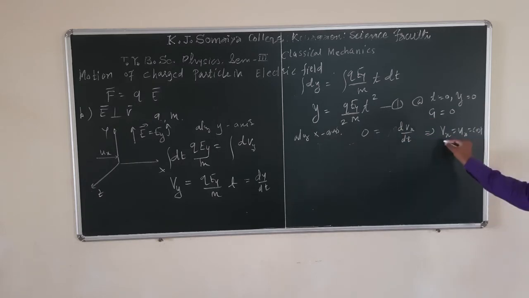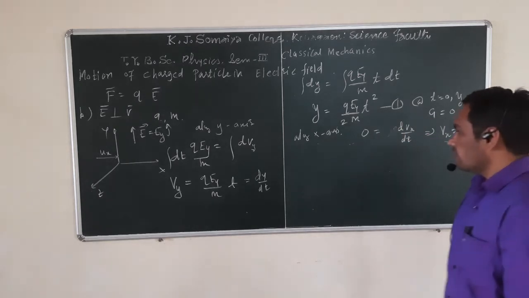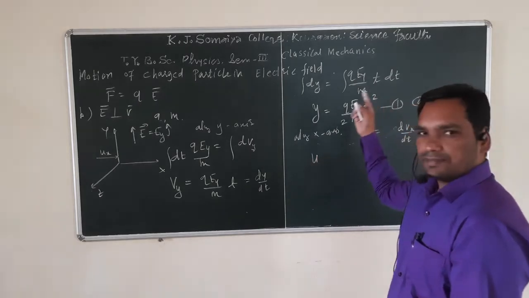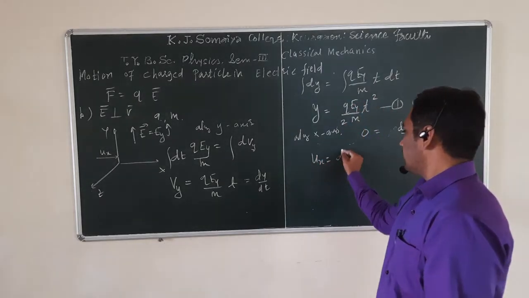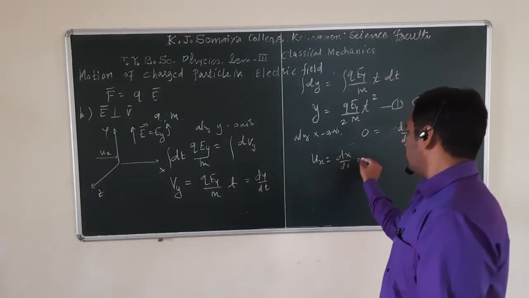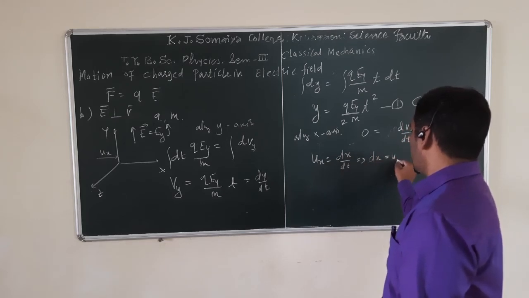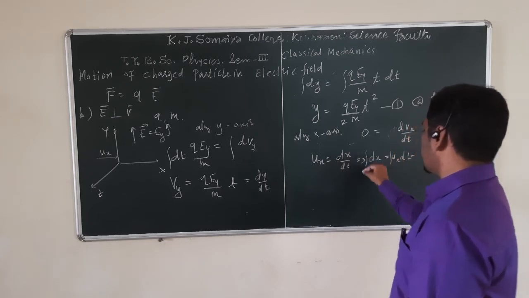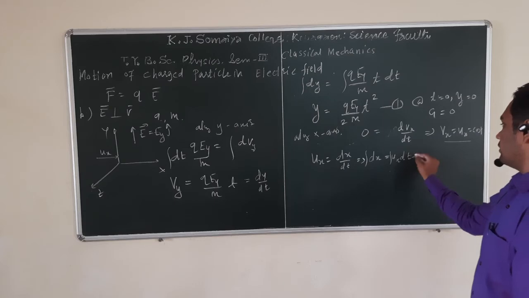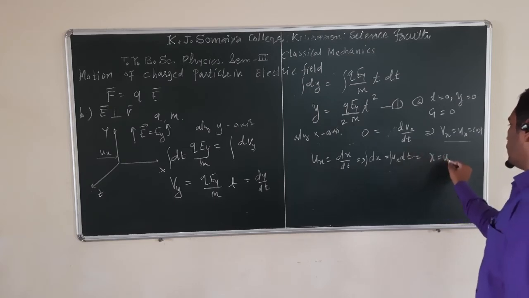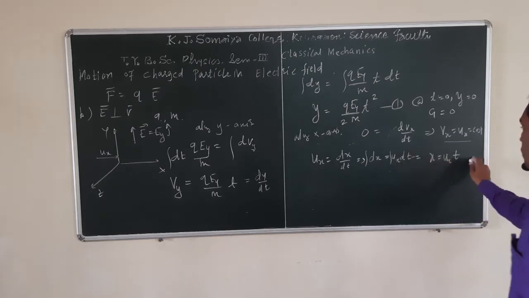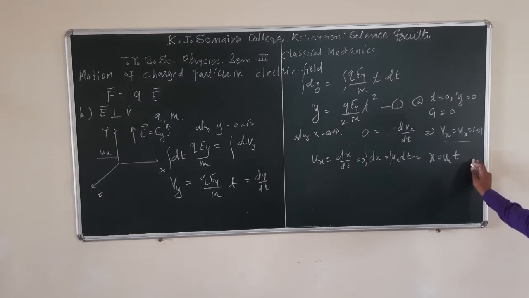Again, to find the instantaneous x position, ux is nothing but dx upon dt. So this gives dx is equal to ux dt. Integrating this equation, we get x is equal to ux into t plus constant of integration. But again, at t equal to 0, x is equal to 0, so c becomes 0, and x is equal to ux into t. So these are the two equations, equation 1 and 2.